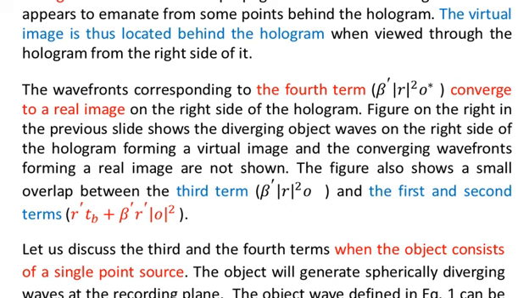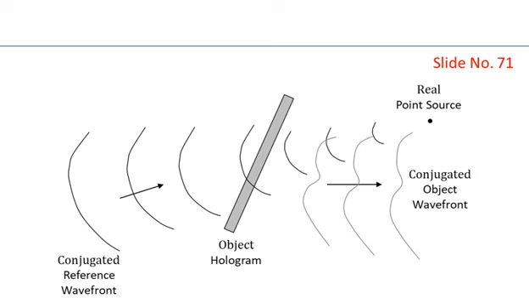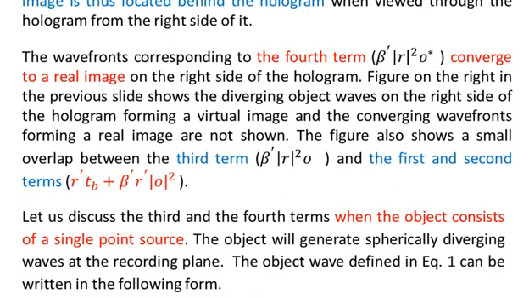So this figure shows the diverging object waves on the right side of the hologram forming a virtual image, and the converging wavefronts forming a real image are not shown. So this will form converging wavefronts through the hologram, and we have not shown the real image over here. But you know that these converging conjugated wavefronts will form a real image of the object. The figure also shows a small overlap between the third term, this one, and the first and the second terms over here.